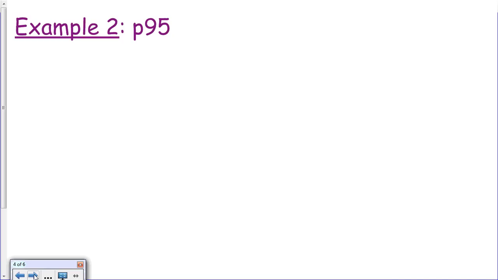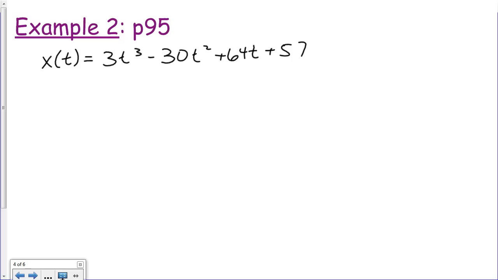So I'm going to go ahead and write that down. In fact, I'm going to write it in function notation. x of t is equal to 3t cubed minus 30t squared plus 64t plus 57. And the domain that they've given you is for t greater than or equal to 0.